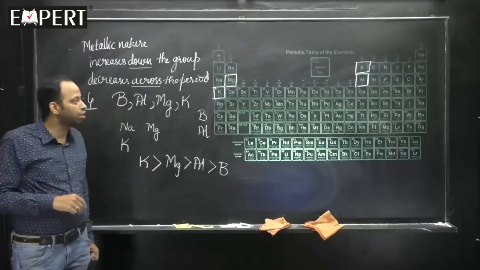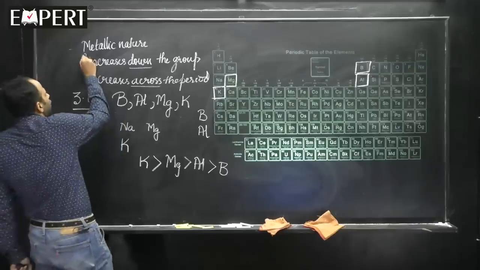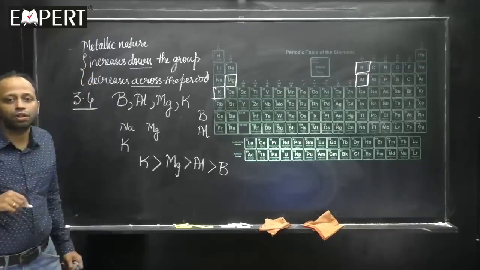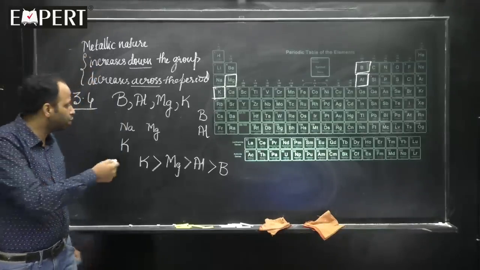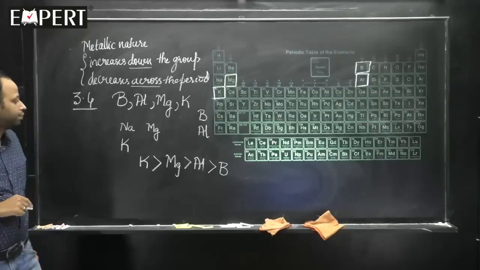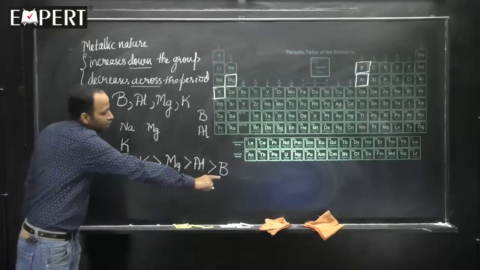You can note down the answer and what I used to answer that particular exercise problem. Okay, note it down. Here metallic nature decreases.